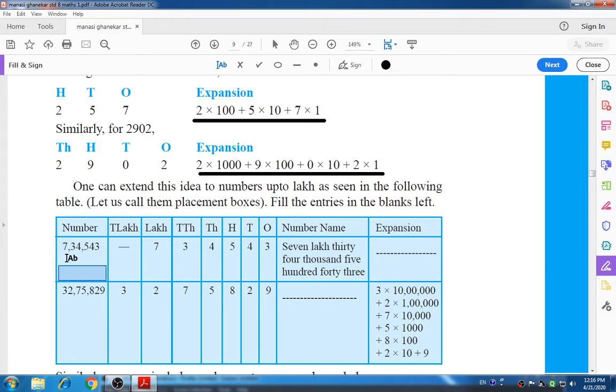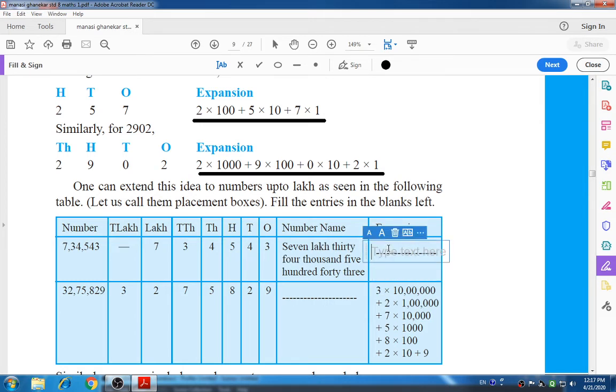The number is 7,34,543 and the other number is 32,75,829. Look at here carefully. We are going to arrange these numbers at their digit places. But to arrange the digit places, we have to start from the last digit, that means from the ones place. Look at here: 3, 4, 5, 4, 3, 7, in that way 7,34,543. Okay, you have to write here the expansion.